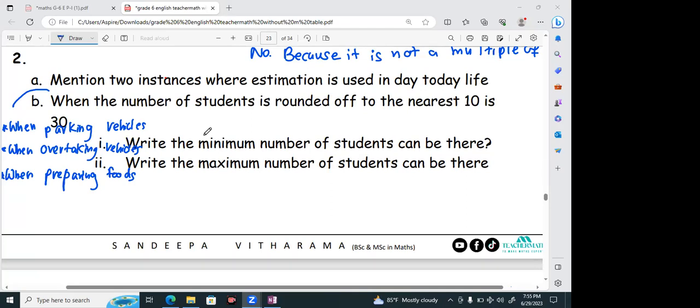Can you tell me the answer? After rounding off to the nearest 10, the value should be 30. Then what is our task when you have given the number? We have to write the 4 numbers after the given number and 5 numbers before the given number. Then after that, identify the minimum number of students can be there and the maximum number of students can be there.